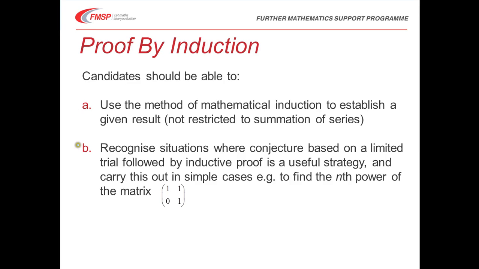And then in part (b), it says recognise situations where conjecture based on a limited trial followed by inductive proof is a useful strategy, and carry this out in simple cases. For example, to find the nth power of the matrix 1, 1, 0, 1.